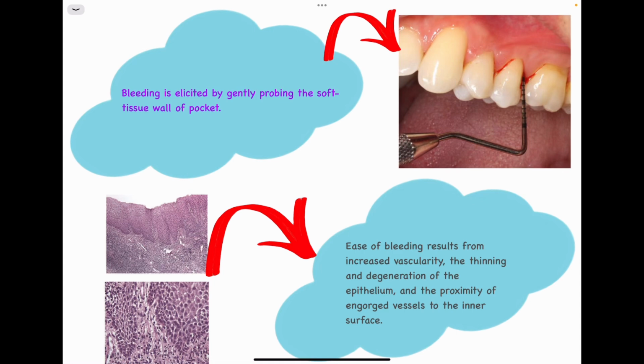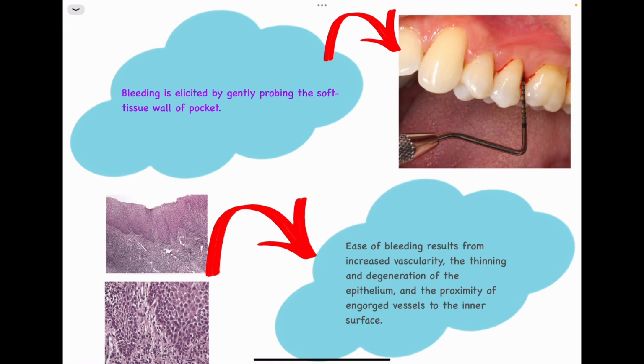right, the vessels are present within the connective tissue, and because the overlying epithelial lining is damaged, what is happening, these engorged vessels are ultimately getting in close contact with the inner surface. Okay, and because of this there is ease of bleeding. So whenever you are touching your probe or putting your probe inside the pocket, the engorged vessels are onto the surface, right? So whenever there is slightest amount of pressure, spontaneously there is oozing of blood from the pocket.